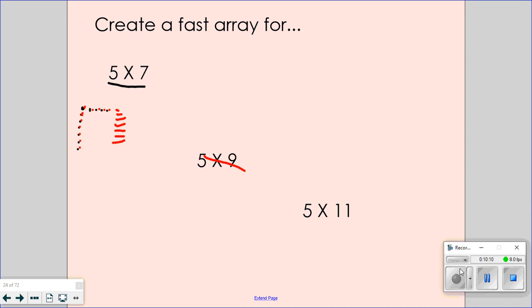Jalen, come draw a 5 by 11 array, or 5 groups of 11. Oh, sorry, fast array. Fast array for 5 groups. Yep, fast array for 5 groups of 11. It's weird. I don't know why it does that sometimes.